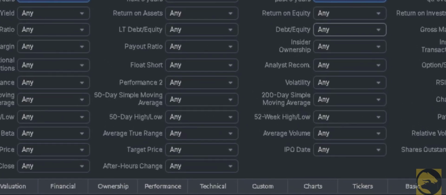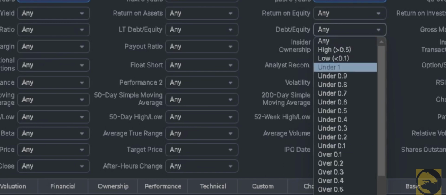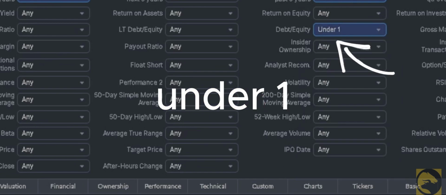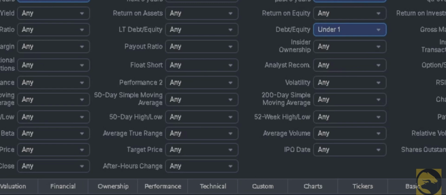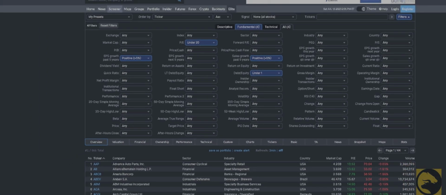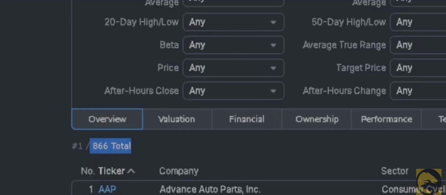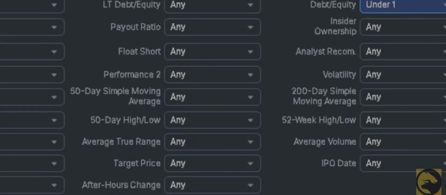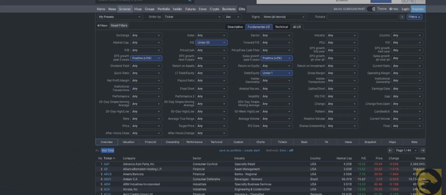So we're going to be under one. This is very important. Under one is what we want. Okay, so we're choosing a debt to equity ratio under one, which also eliminates a lot of stocks. Now we have only 866 in total, but we are not done yet. This is one of the best filters for investing. It's not for trading, it's for investing.